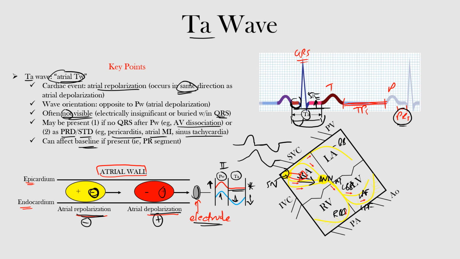Well, that's the end of this lecture. We discussed the TA wave, which represents atrial repolarization, specifically how it appears on the EKG and how it travels towards the electrode. I hope you learned something.